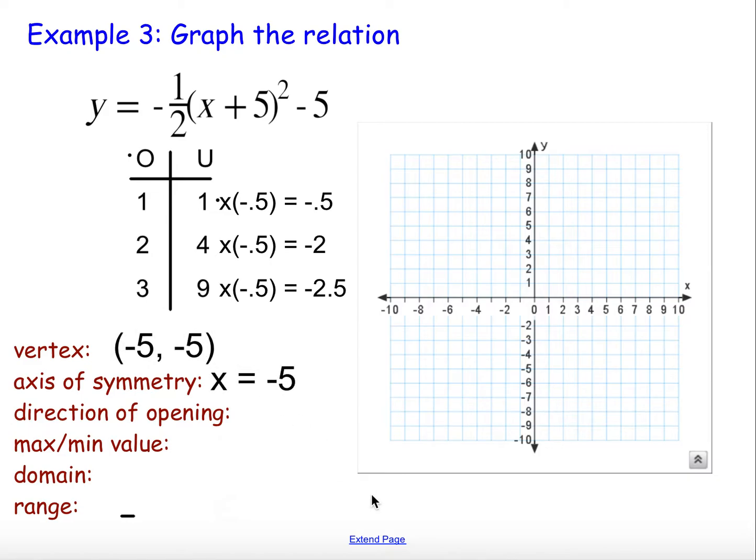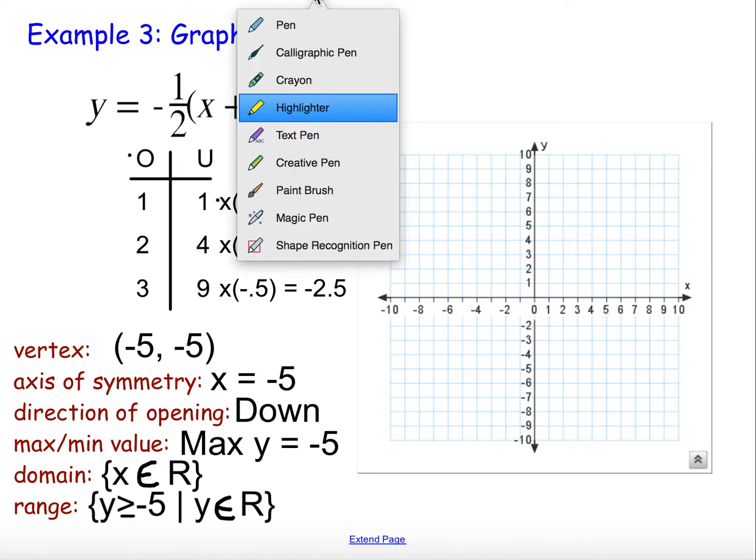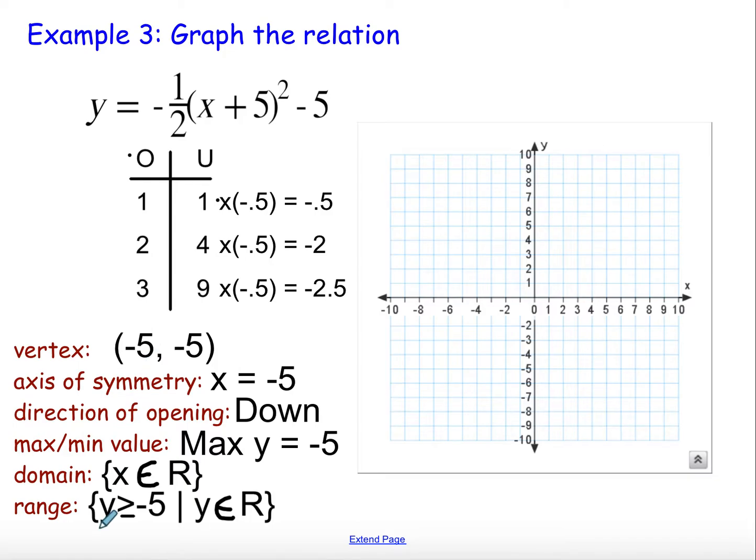That gives us our axis of symmetry. The direction of the opening is down because of the negative sign. That makes a maximum value, and we always use our y value from our vertex. Domain is always all real. And our range is always our y value of our vertex. Ooh, Mr. Shaw's made a mistake here. I know you guys would catch me on that. But this should be equal to or less than. I hope that doesn't mess you up. Because the graph is facing down, so y is never going to be greater than -5. And my graph's right there.